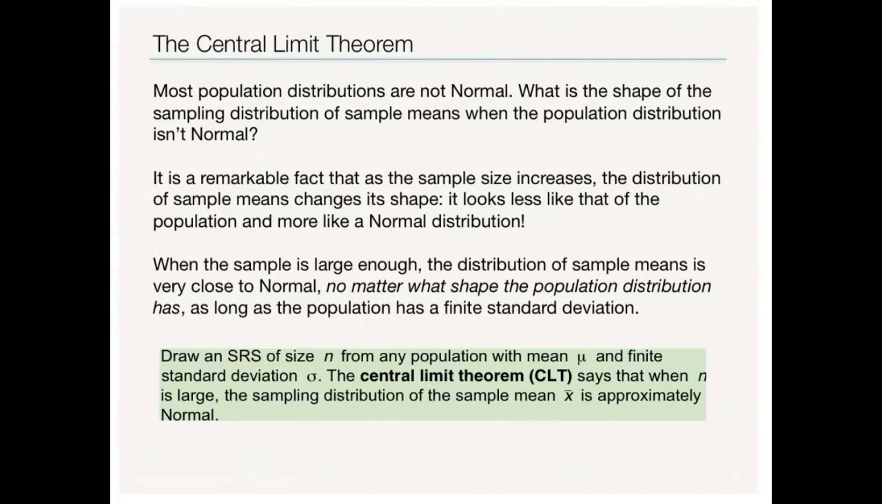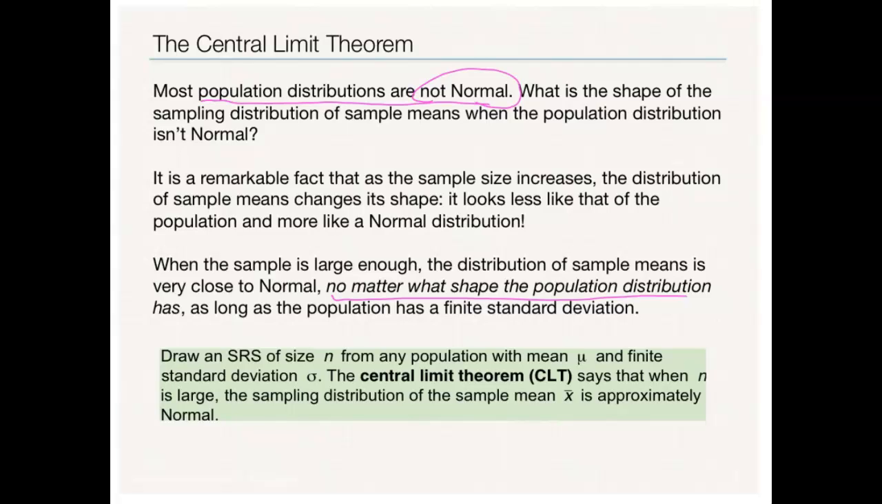So it's important to know this. As I just showed you in that applet, it does not matter if the population distribution is not normal. What will be true is that if your sample size is large enough, the shape of the sampling distribution will be normal, no matter what the shape of the population distribution is. And this comes from what we call the central limit theorem.